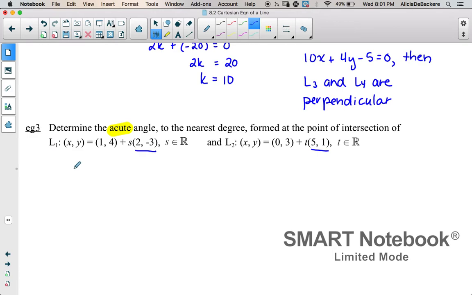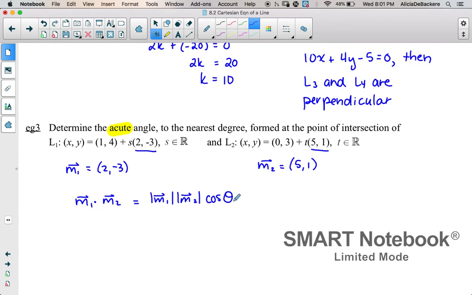So for L1, I come up with the direction vector 2, negative 3, and for L2 I come up with the direction vector 5, 1. And what I want to do is take a look at the dot product of those two. I know that the dot product is equal to the magnitude of the first vector times the magnitude of the second vector times the cosine of the angle in between them, and that's what I'm looking for, right? That angle there.